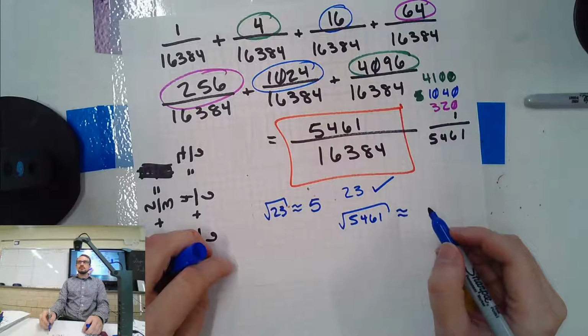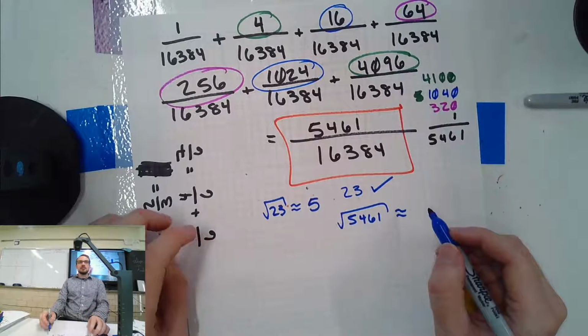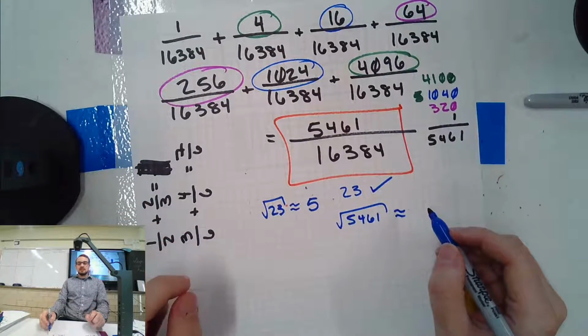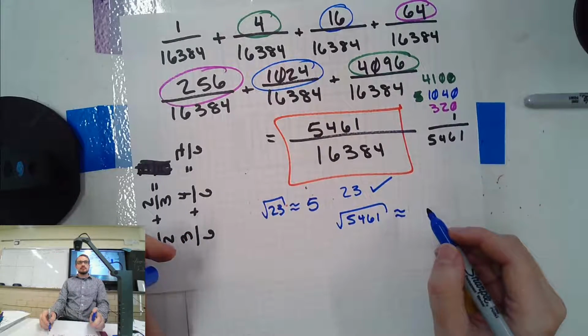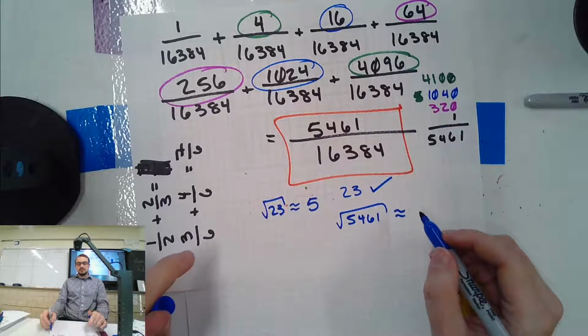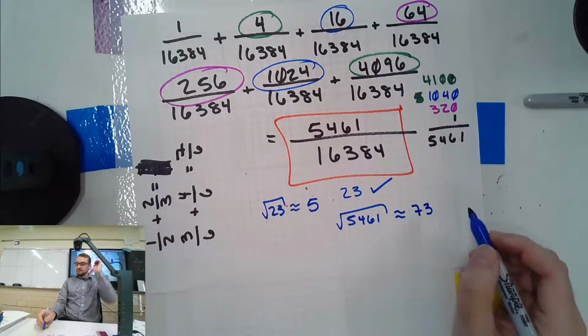Mental math. Xavier, you got the answer for me? What's the root of 5461? Somewhere between 70 and 70. Type it into your phone and then put your phone away. That's what I'm doing right now. Awesome, what you got? As far as I know, the square root of 5,461 is approximately 73.8986. Okay, close enough.